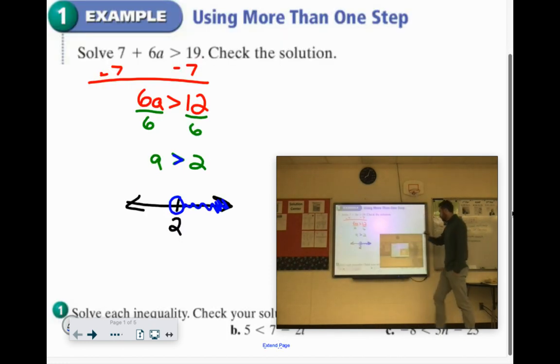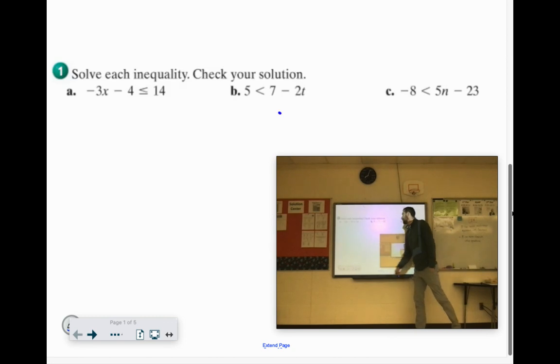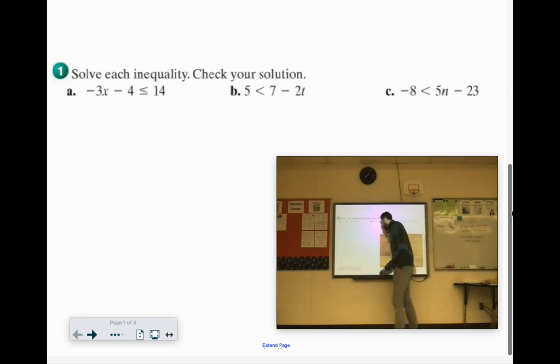So before we get ripping and roaring in multi-steppers, I'd like you to try these 3 out. Pause it, check back in. Actually, just try 2 of them. Pause it, check back in, make sure you got it.